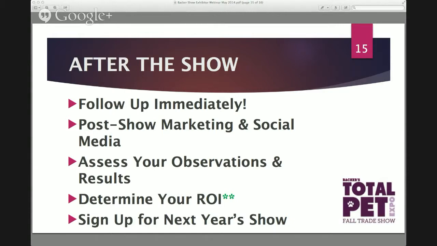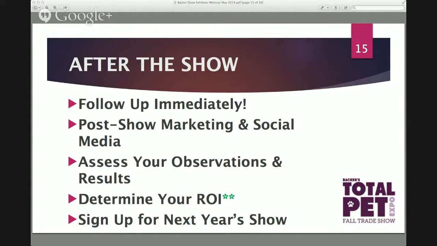Now, if you have set goals, you'll be able to determine if you have actually achieved your return on your investment. So if your goal was to have 10 meetings after the show, if it was to write 20 orders, if it was to meet 15 new people or to get referrals, you have achieved your goals. But set them first. And then, of course, you always want to sign up for next year.